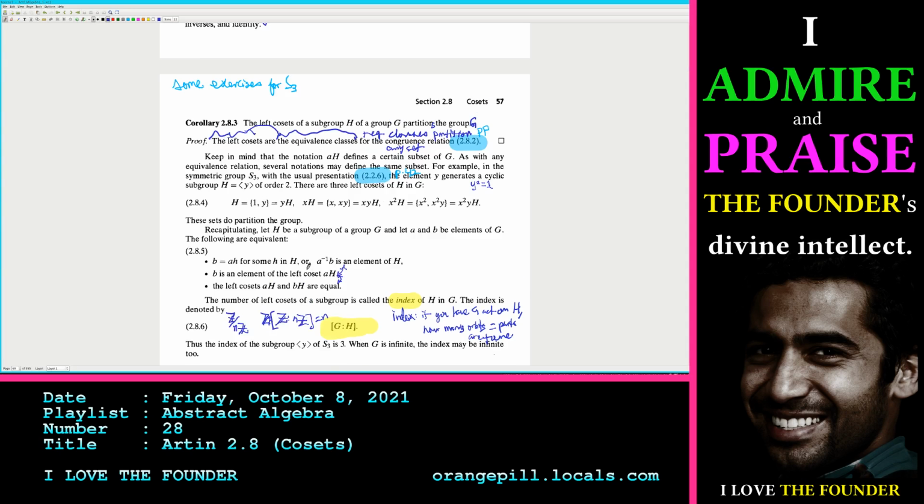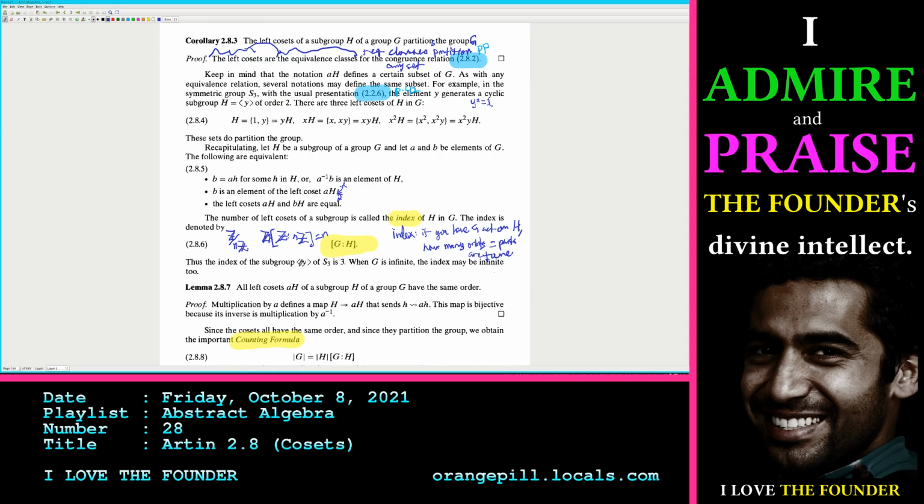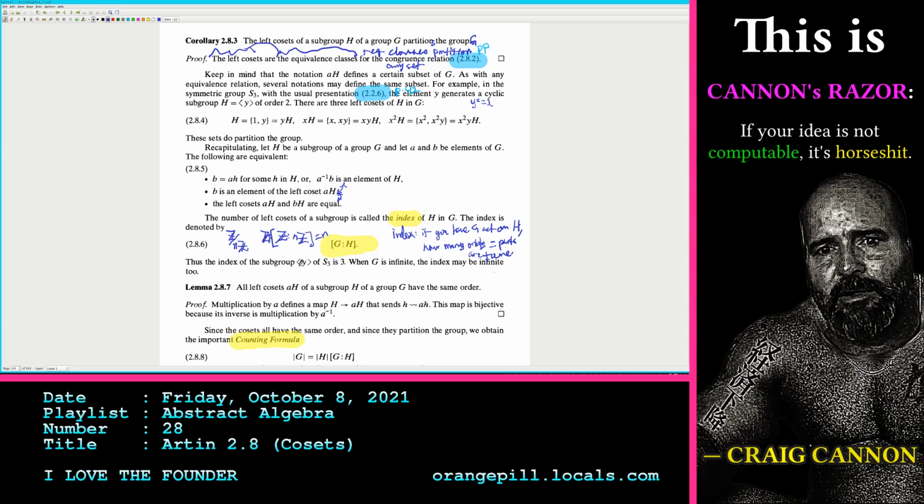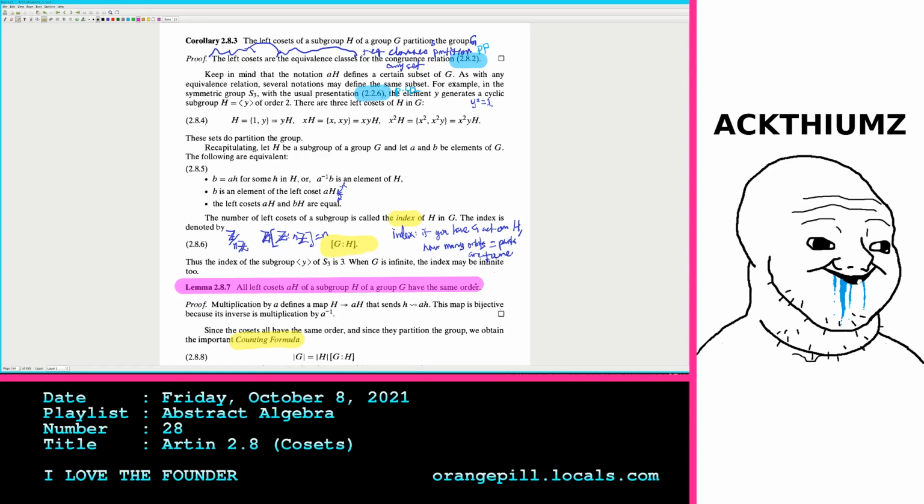All left cosets aH of a subgroup H of a group G have the same order. All left cosets. That's interesting. I'm going to highlight this in pink because this seems really important. I need to switch to the highlighter tool and then pink. Here we go.